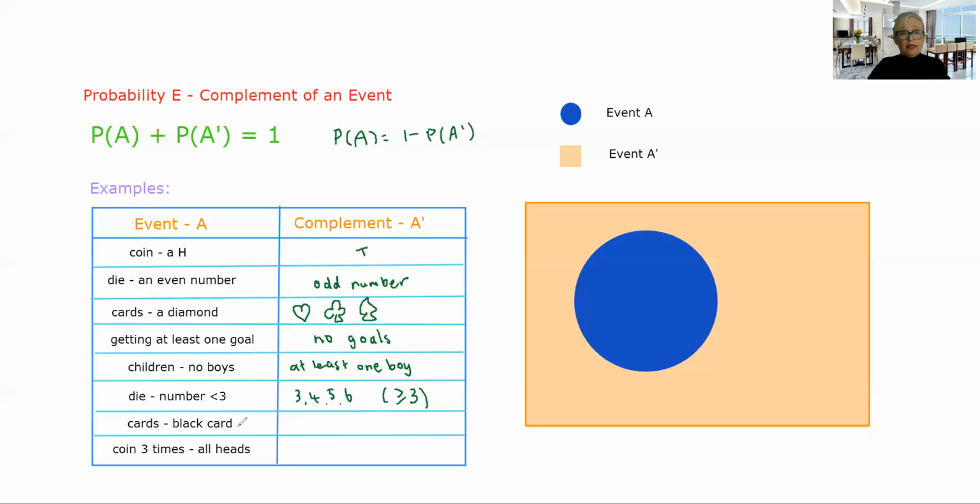Picking out a card from a pack of cards and you get a black card. Well, what's the alternative? It's either a black card or it's a red card. There's no other option than black or red. If you're tossing a coin 3 times and they're all heads, it's not getting no heads, it would be getting at least 1 tail.